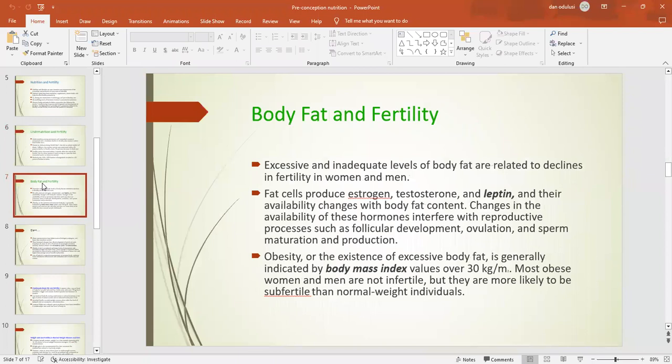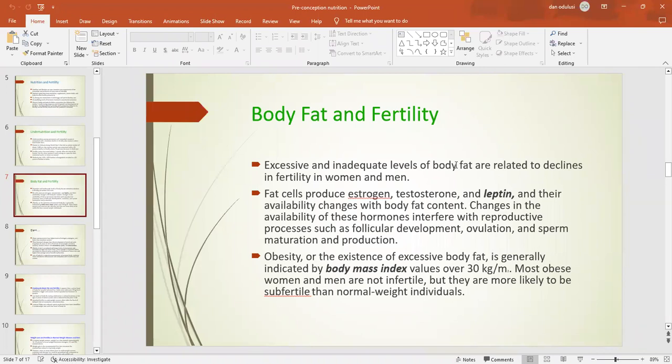So another scenario is to discuss the relationship between body fat and fertility. Excessive and inadequate levels of body fat are related to declines in fertility in both women and men. These are two extremes, the excessive body fat and then inadequate levels of body fat. Body fat in itself is very essential in the nutritional status of the individual. When it's too much, it will produce problems with fertility, and when it is too little, it also produces problems. So we shall discuss each extreme individually.